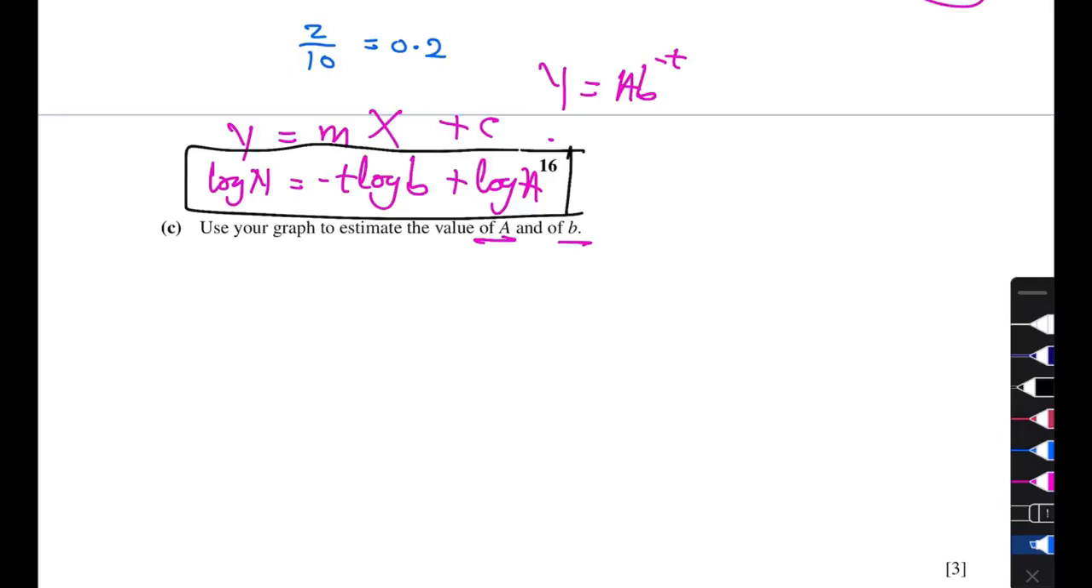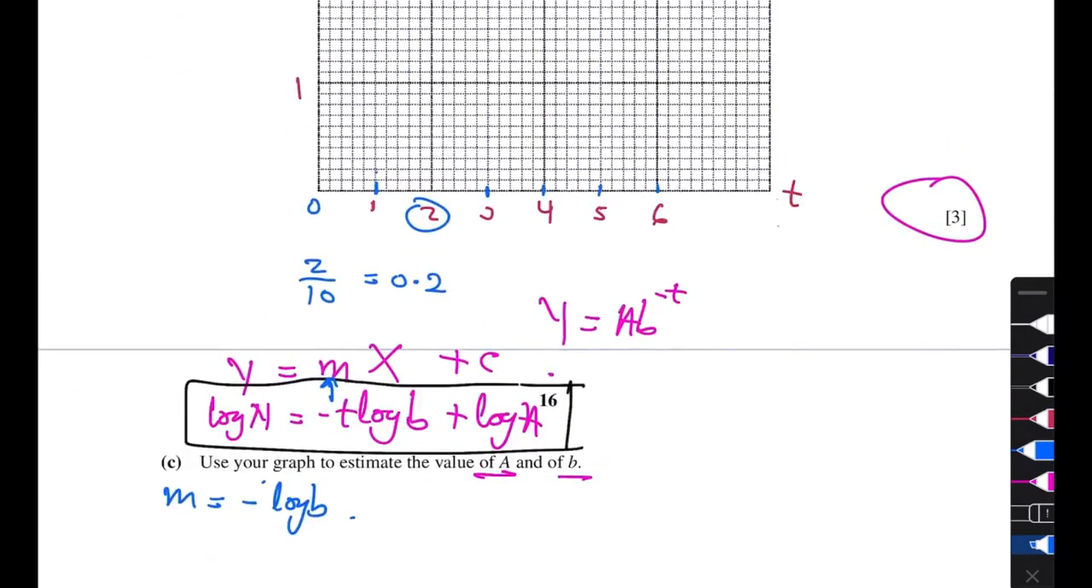Now if you compare, then you can say that the gradient is the m. And that m goes with what we plotted, log N against t. So that makes m the gradient. So m is basically negative log b. That's the entire thing. So we need a gradient.